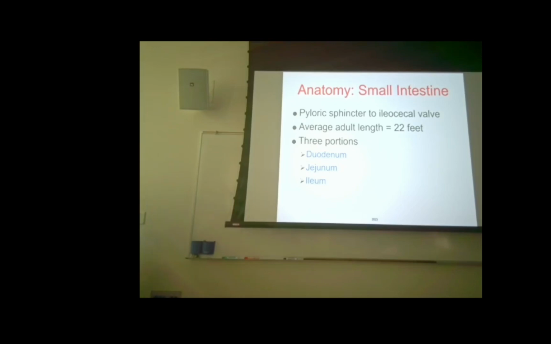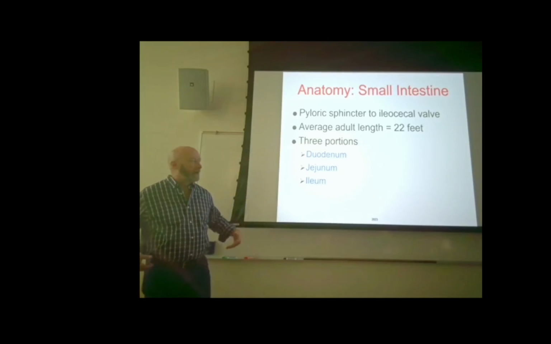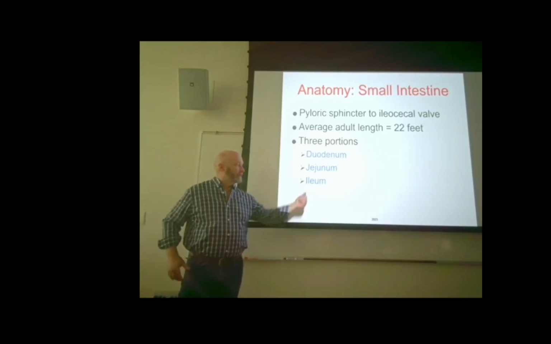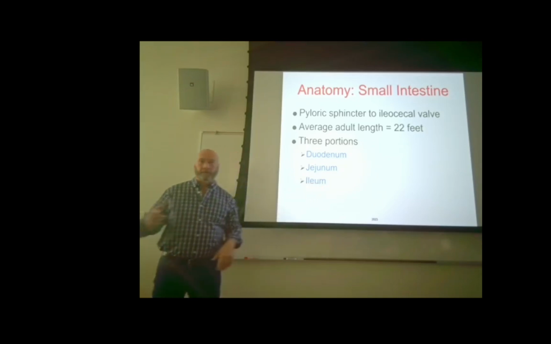So it's typically 22 feet long. Again, the duodenum is going to be the shortest portion, the jejunum, and then the ileum is the terminal portion. And notice the spelling of ileum. You've got two ilia, the bones, and then you've got the small intestine spelled with an E as opposed to the I.